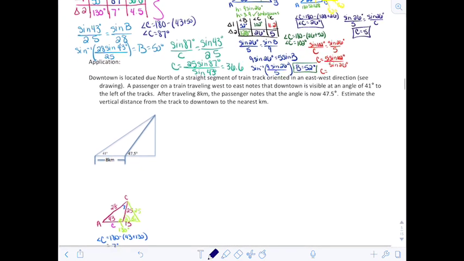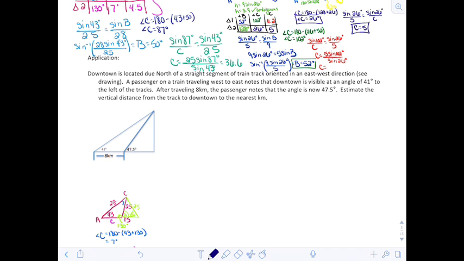All right, so the last one that we have here says that downtown is located due north of a straight segment of train track oriented in an east-west direction, according to this drawing. A passenger on a train traveling west to east notes that downtown is visible at an angle of 41 to the left of the track, and after traveling 8 kilometers, the passenger notes that the angle is now 47 and a half. So estimate the vertical distance from the track to downtown.